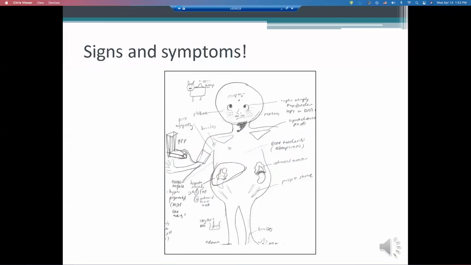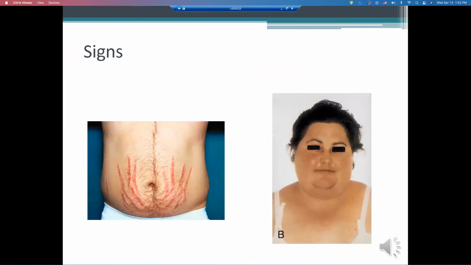The signs and symptoms, I'm not going to go over them. You should look them up and be very familiar with them. These are the wide red to purple striae on the abdomen. You see them under the armpits or in the thighs. The Cushingoid facies, which is moon face, supraclavicular fullness, dorsocervical fat pad, acne, plethora in the face, which is redness of the face. These are all important signs of Cushing syndrome.